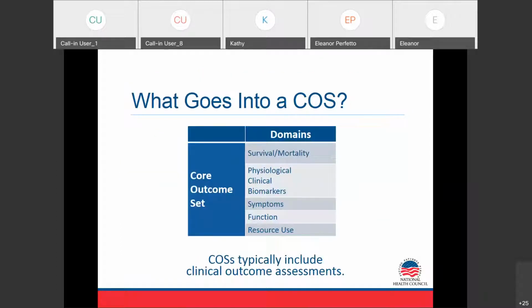What goes into a core outcome set? Well, a wide variety of things go into core outcome sets, a wide range of outcomes. So it could be survival and mortality. It could be physiological measures, including biomarkers. It can also be symptoms, function, and resource use. So core outcome sets typically do include clinical outcome assessments.